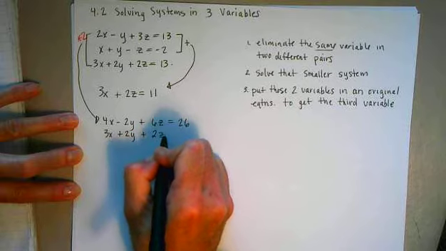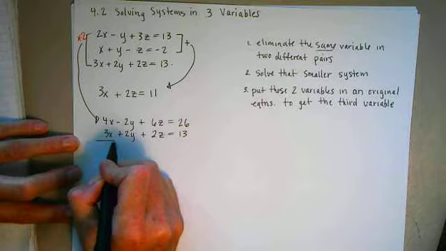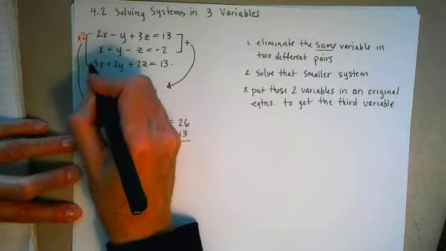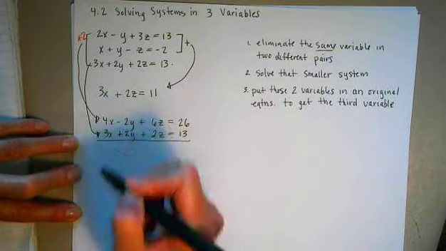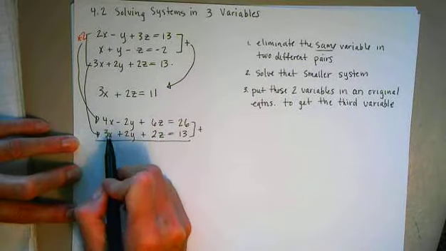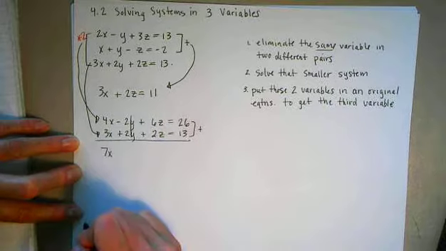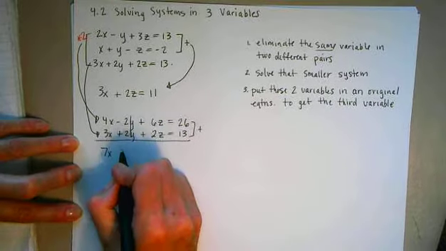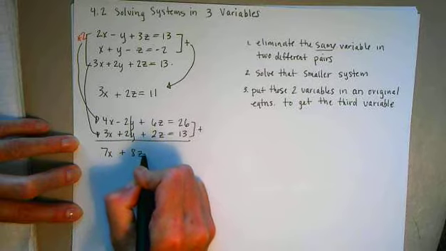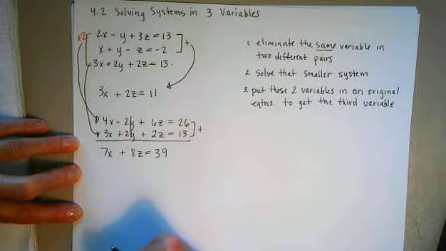Sometimes you may have to multiply both equations to make something cancel, but we only had to do one. So that's that equation right there. Now adding those up, look what happens. 4x plus 3x is 7x, and my y's cancel. That was our objective. 6 plus 2, I now have 8z, and 26 plus 13, 39.